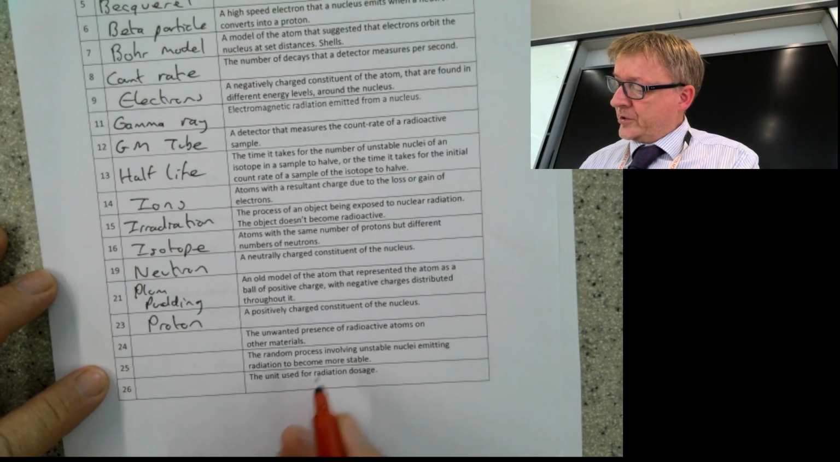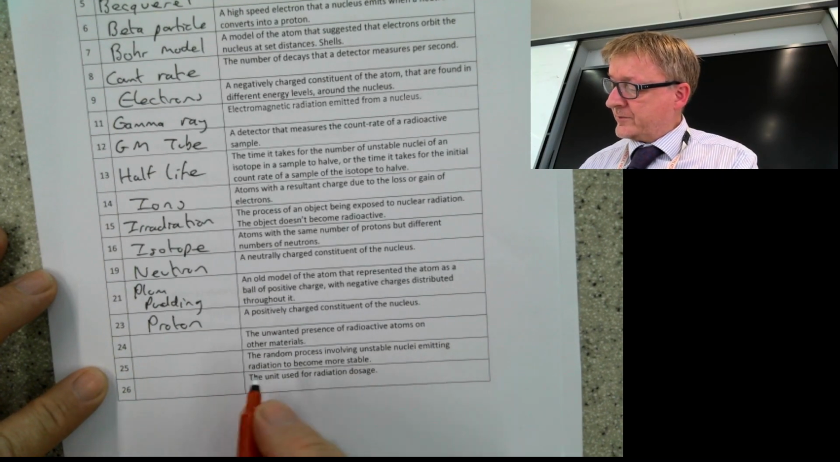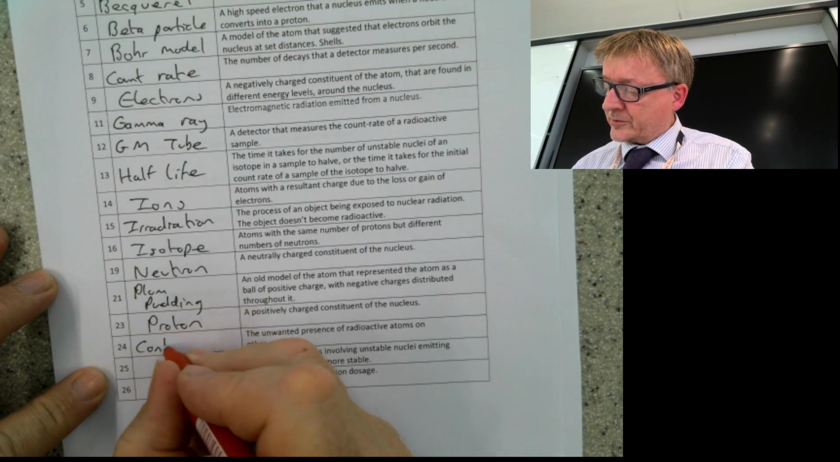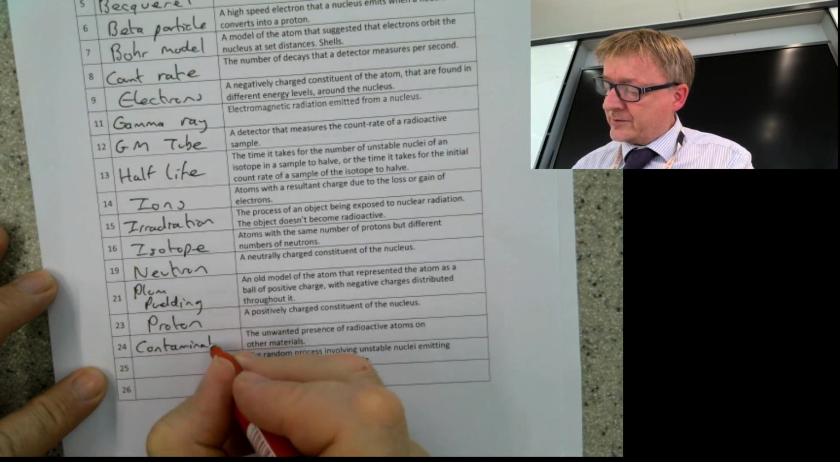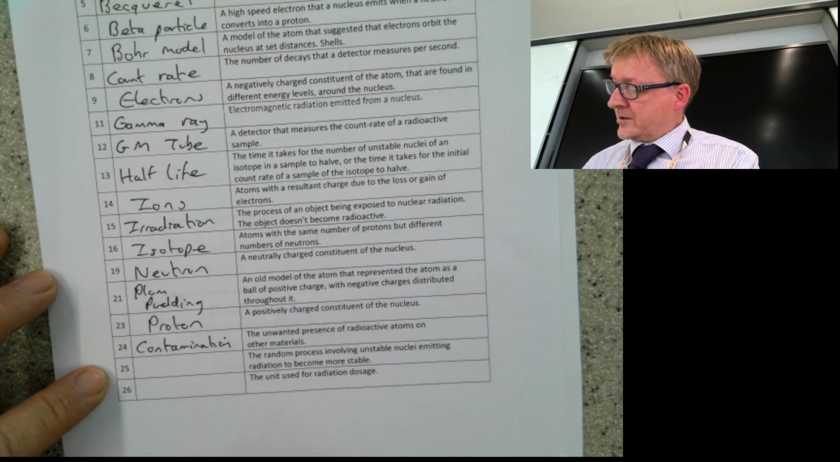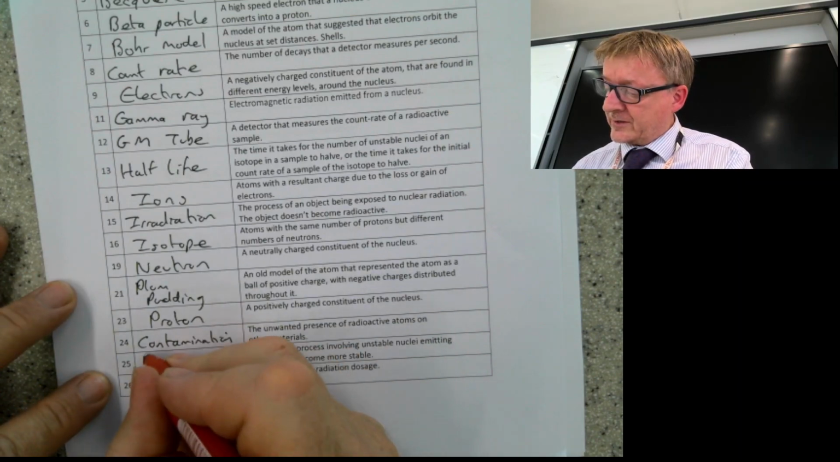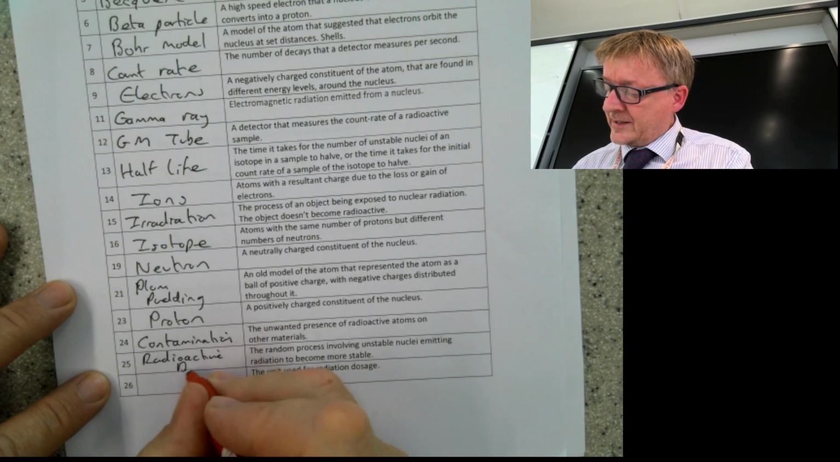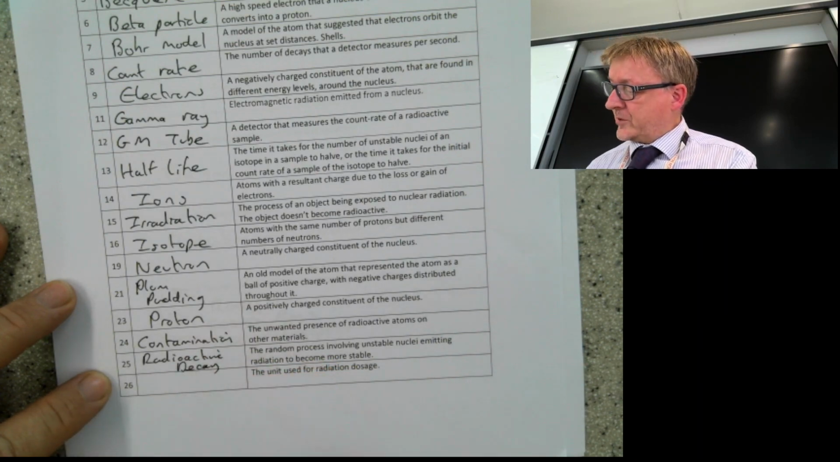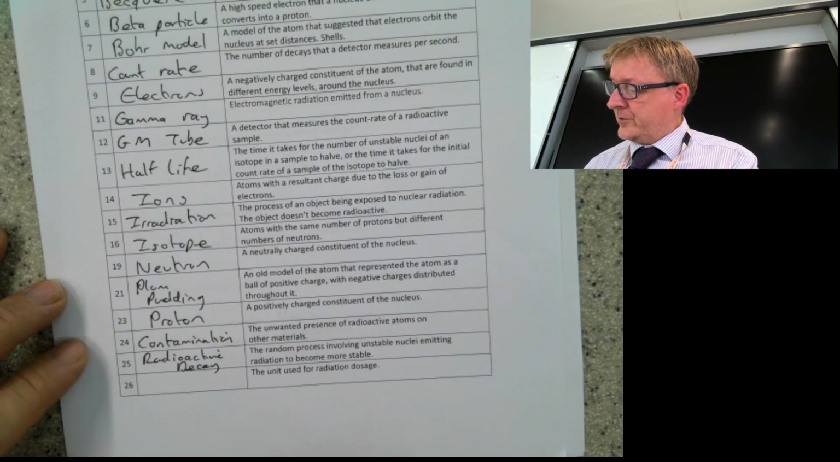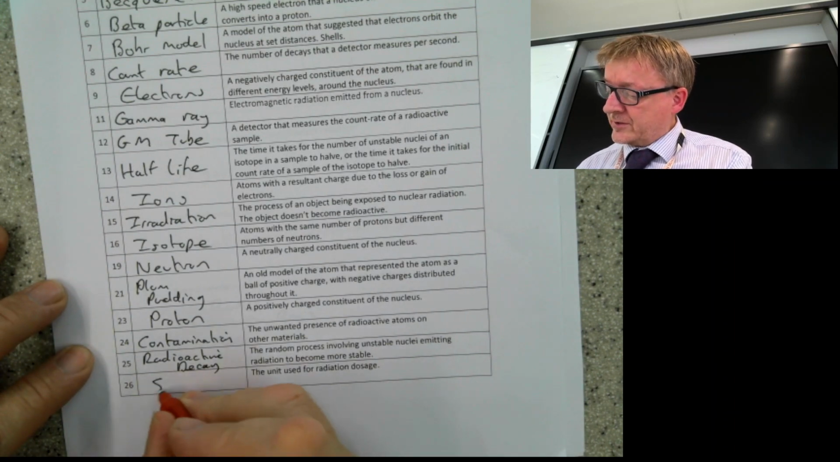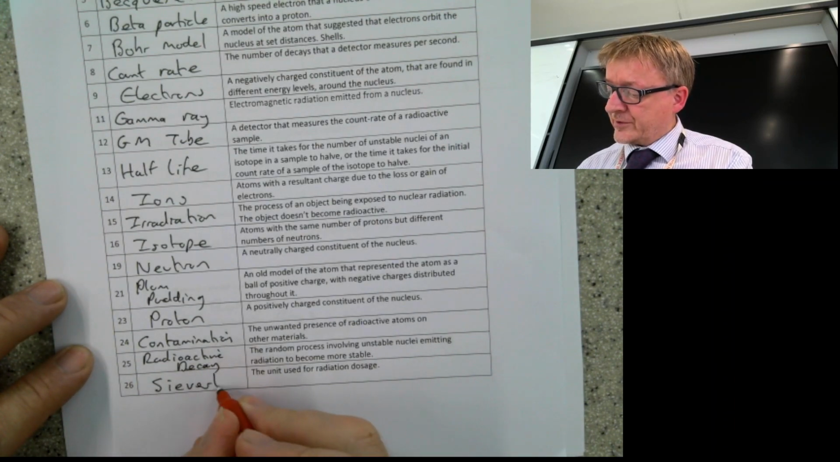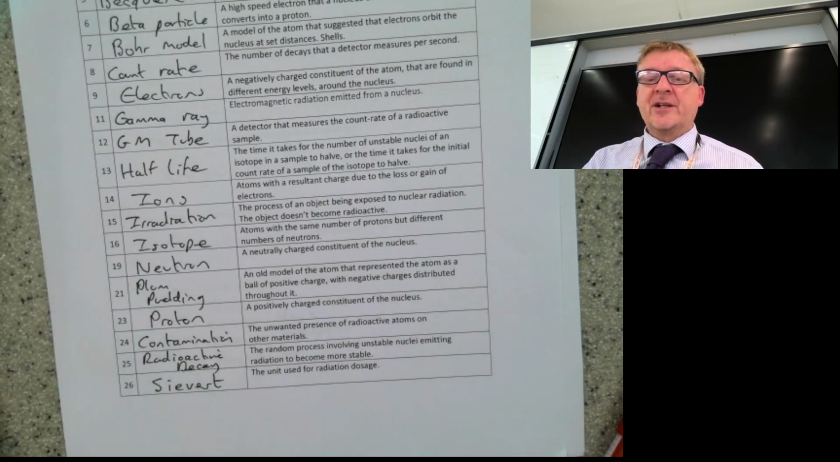Number 24, the unwanted presence of radioactive atoms is contamination. 25, the random process involving unstable nuclei emitting radiation to become more stable is radioactive decay. And the final one, the unit used for radiation dosage is sievert. So that is a measure of how much radiation you've actually got.